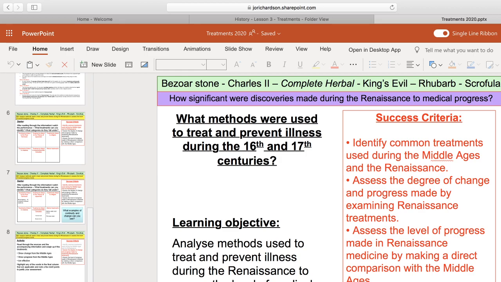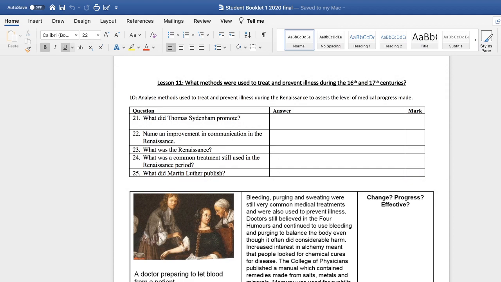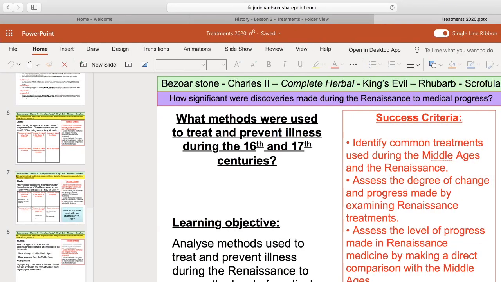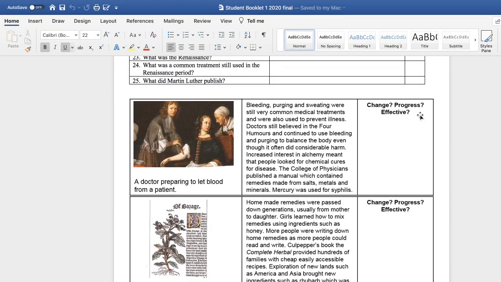Now, moving on to our booklet. So once you've done that and you've recapped the Middle Ages treatment and you've had a look at what happened to King Charles, the main activity in your booklet is to read through each source and then weigh up if the treatments show change from the Middle Ages, show progress, whether you think they are effective. So what you would do is, it tells you over here the things that you should be questioning.